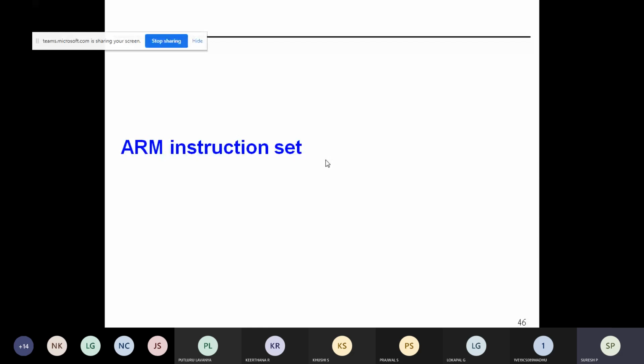That means whatever additional features you have in a particular ARM9, for example, some extra instructions will be added to that processor, so those instructions will not be supported by your ARM7. That is what it means.